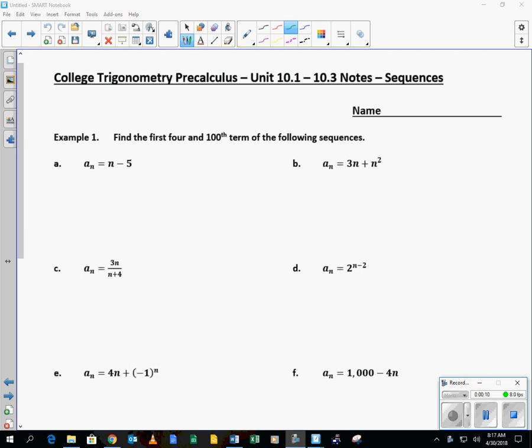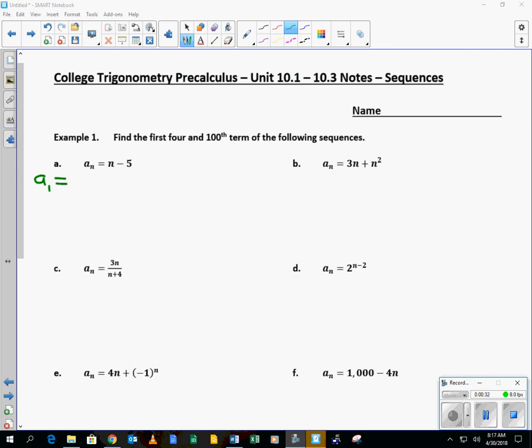This is on sequences. Sequences are beautiful because they're very intuitive. This is what you're used to thinking about. They come up every day in life. It says, find the first 4 and 100th term of the following sequences. So it says a sub 1. If you write a sub 1, that means the first term.